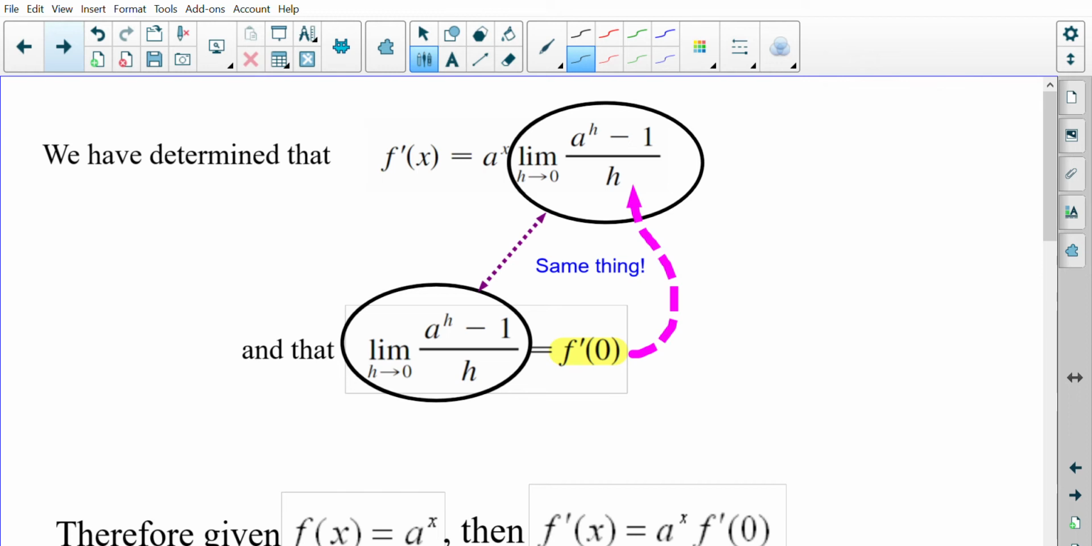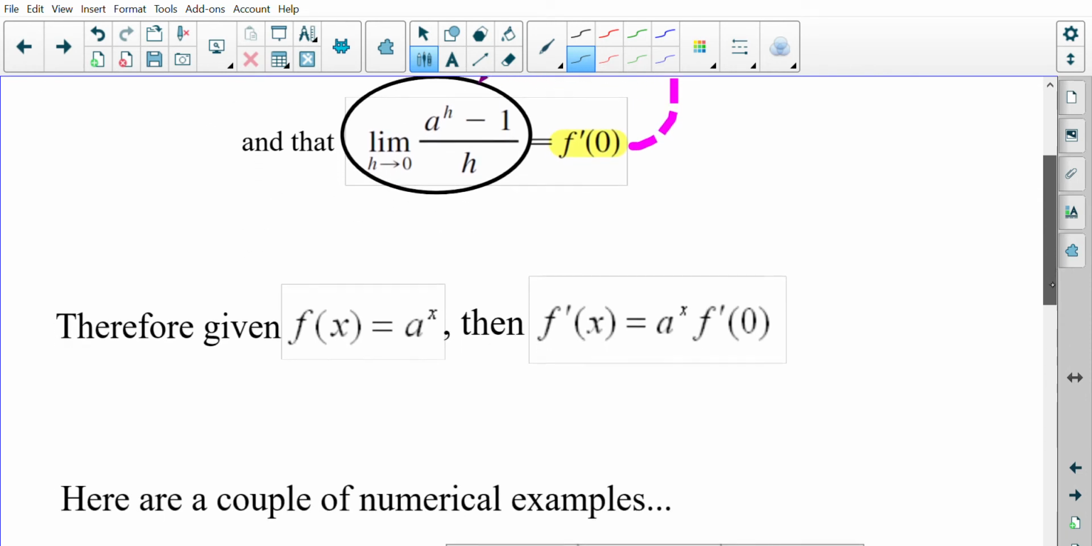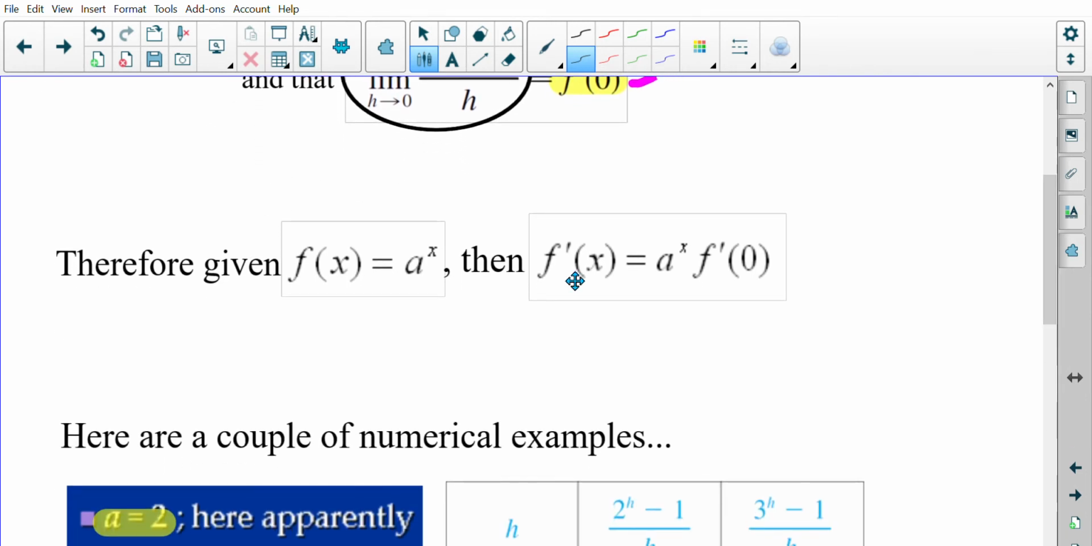it turns out here that f prime at 0 is this limit right here. So therefore, f prime of x is your a to the x multiplied by the slope of the tangent at 0, because we just said that that's equal to that whole limit of a to the h minus 1 over h as h goes to 0.